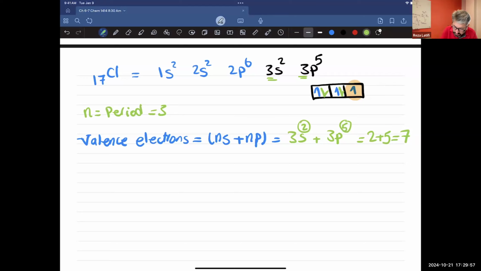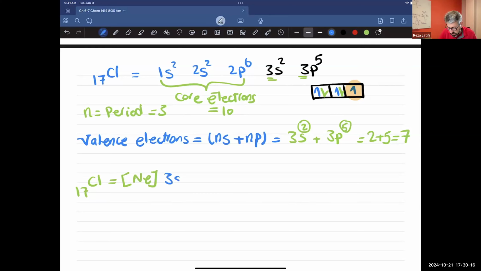And the rest, we call them core electrons, and we have 10 of them. So for chlorine, the previous noble gas is neon, so you say neon, and then 3s with 2 electrons and 3p with 5 electrons. That's going to be the short electron configuration of chlorine.